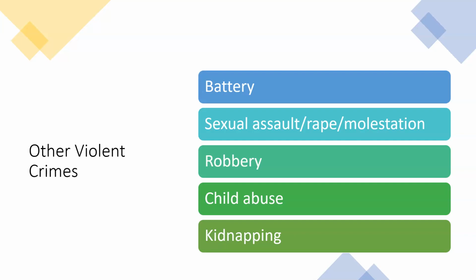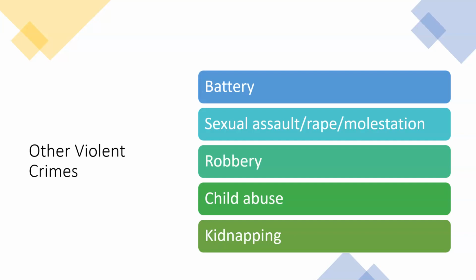Other types of violent crime: battery. Really, that's any kind of unlawful touching. Sexual assault, rape, and molestation, all clearly violent crimes. Robbery. Robbery is a tough one because a lot of people get robbery and burglary confused. They are not the same thing. A robbery is when something is taken from another person by force or fear. That can include a weapon or not, but robbery is a violent crime, a personal crime.